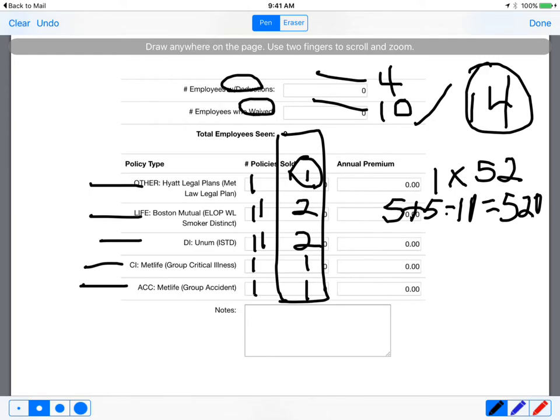You had 2 disabilities. Let's say they totaled $300 a year, and then you had 1 critical illness that was $100 a year, and then you had 1 accident plan, which was $52 a year. Okay, you're going to add all that up. Actually, you don't even need to add that up. When you send your stats, here's what you're going to say. Now, you could do one of 2 things.